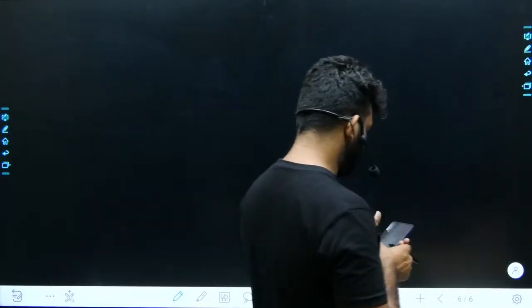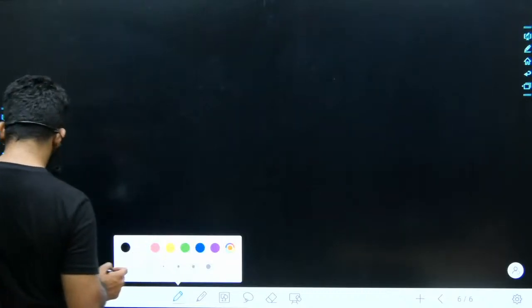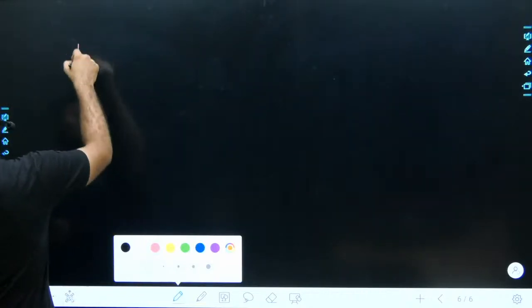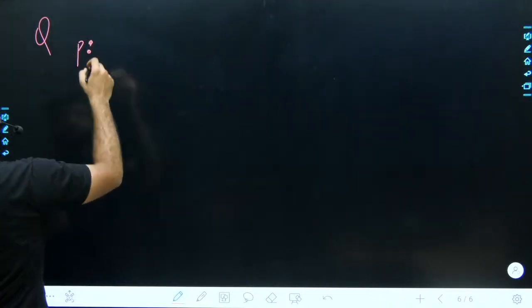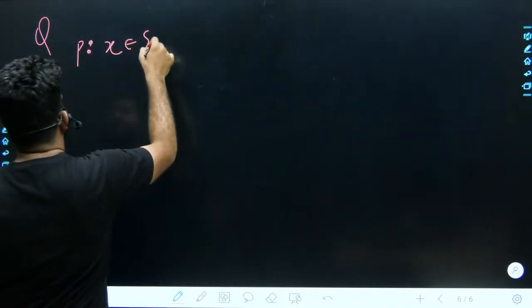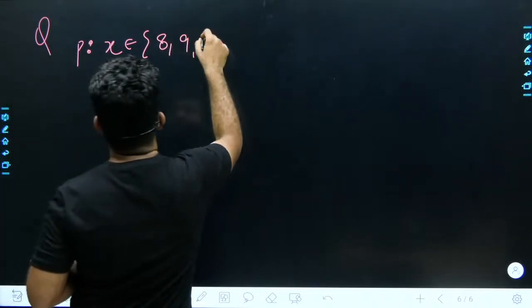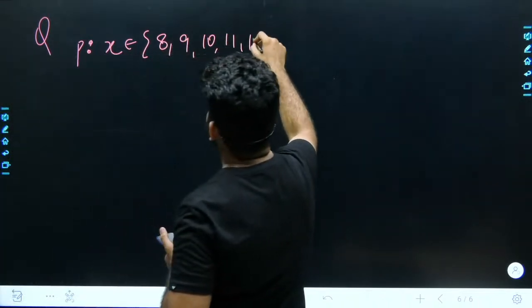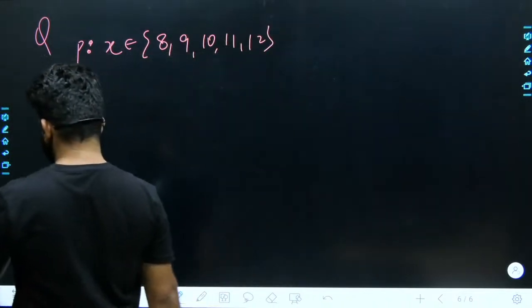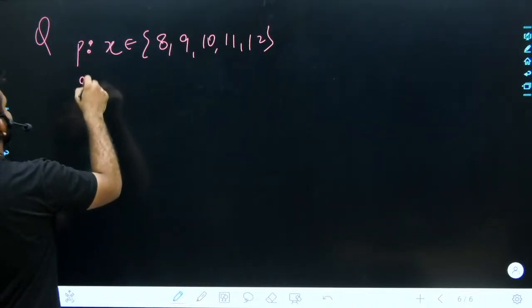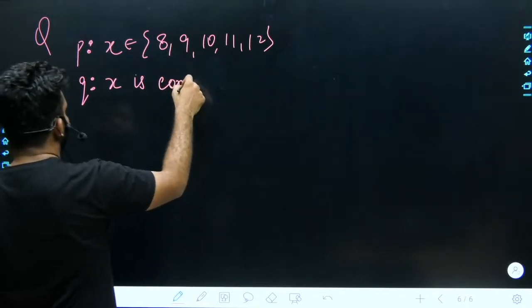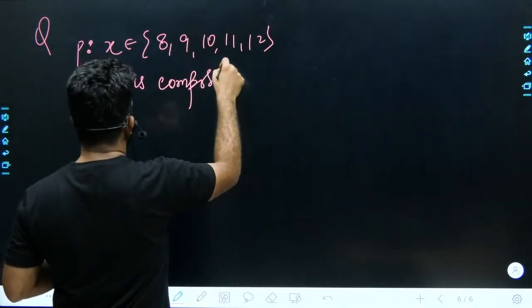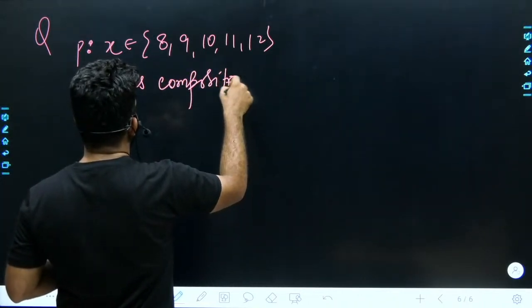The first question is this. Let P, Q, R, S be propositions. P says X belongs to this set: 8, 9, 10, 11 and 12. Q tells me that X is a composite number. This is clear.